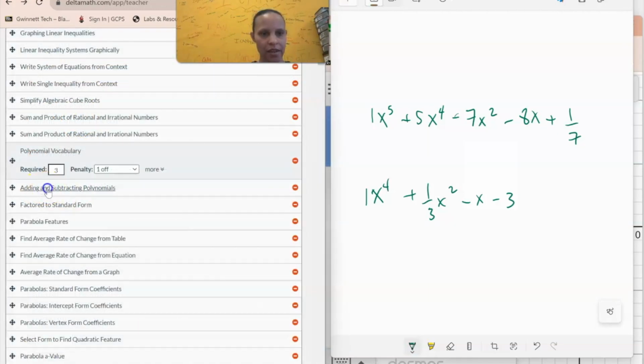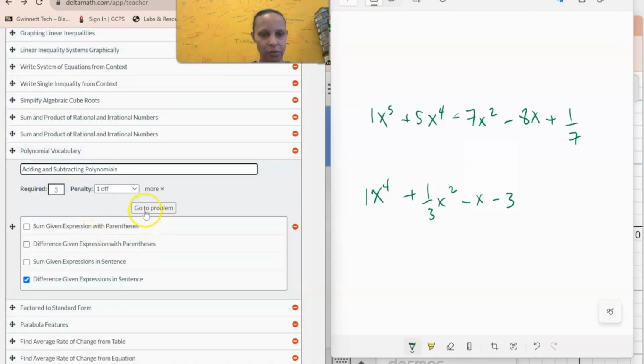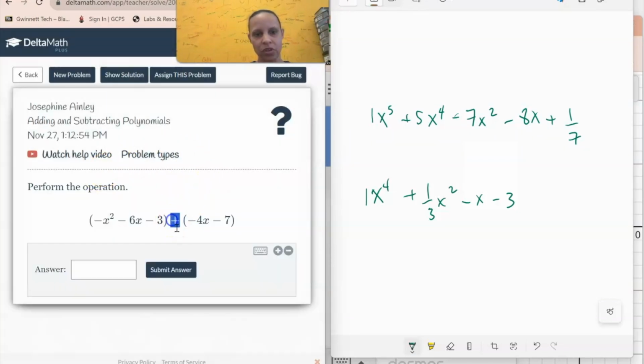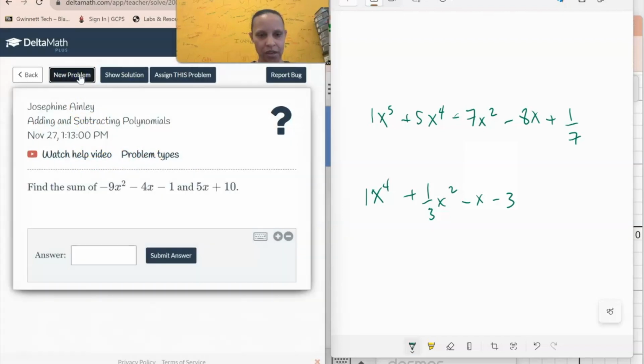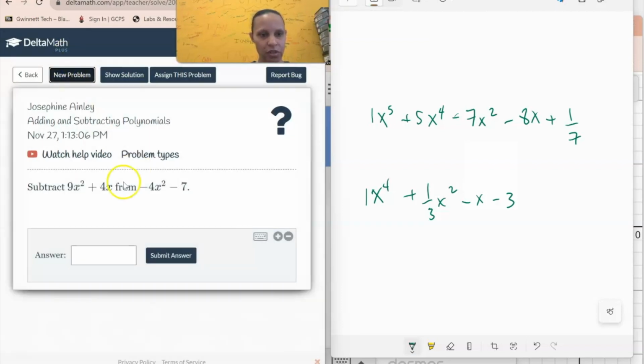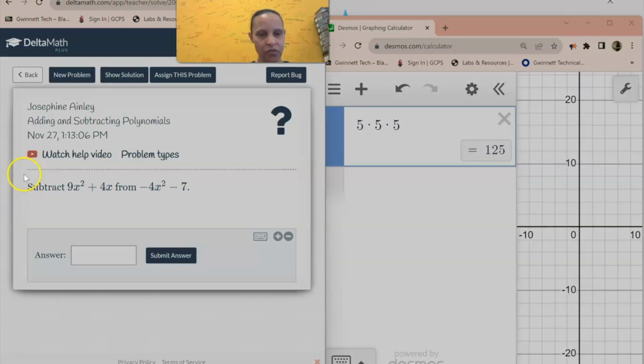All right, take a look at adding and subtracting polynomials. So I'll do one that's subtraction because that's the one that trips you guys up. This one isn't really a problem with adding, so I'm going to do a subtraction. As a matter of fact, I'll do it in words. All right, this is subtraction, but I'll do it in words. All right, perfect. Here we go. So subtract 9x squared plus 4x from the other term.